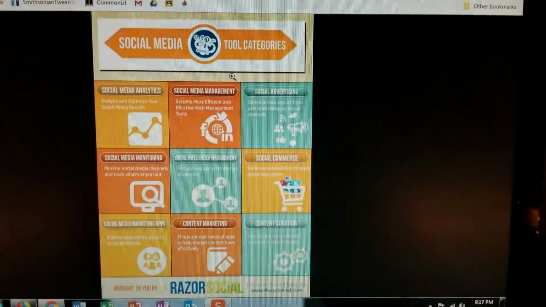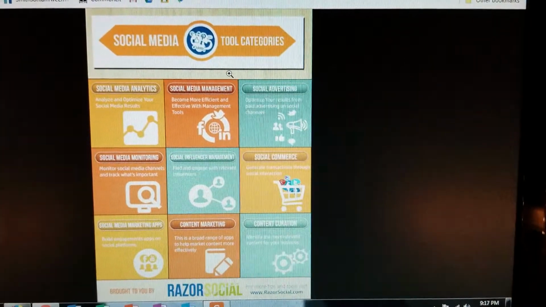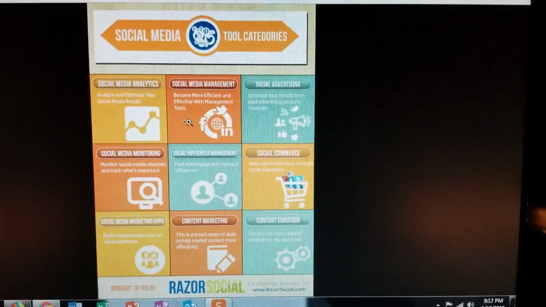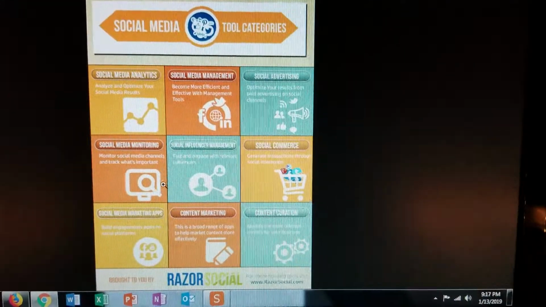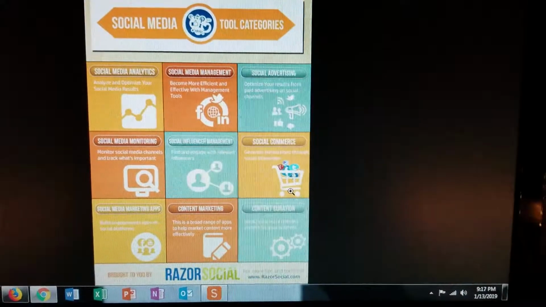Second thing that we could be looking at right here, these are just different kinds of social media tools. Same thing, showing pictures with words. So information to kind of support it.